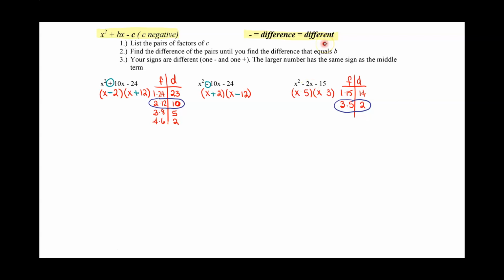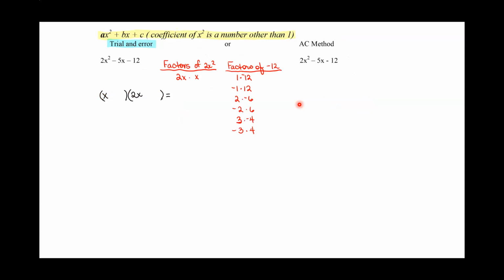Then different, my signs are going to be different, one positive, one negative, and the sign of the larger number is going to be the same as the sign of the middle term. So my middle term was negative, and my larger number is 5, so that means my 5 is going to be negative, and my 3 is going to be positive. Now, once you've worked with factoring for a while, you literally will be able to look at those problems and know what your answer is going to be. You won't need to do all of those steps.